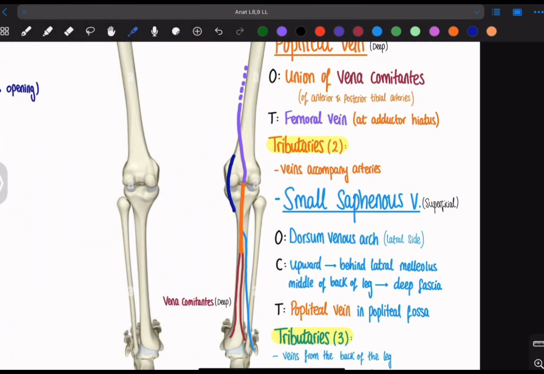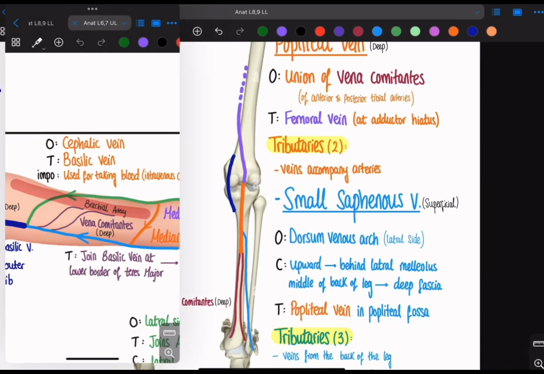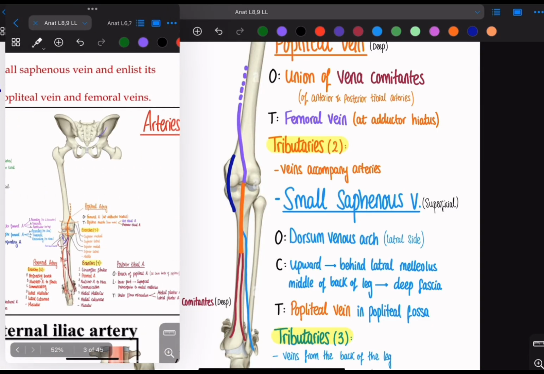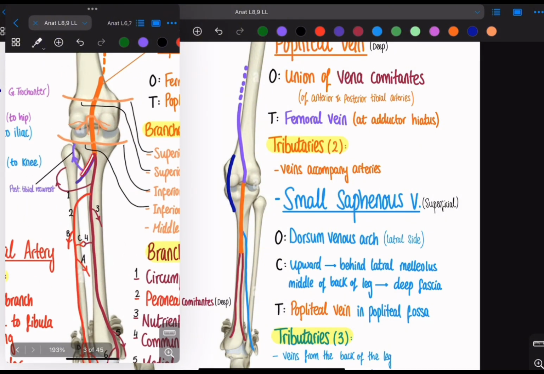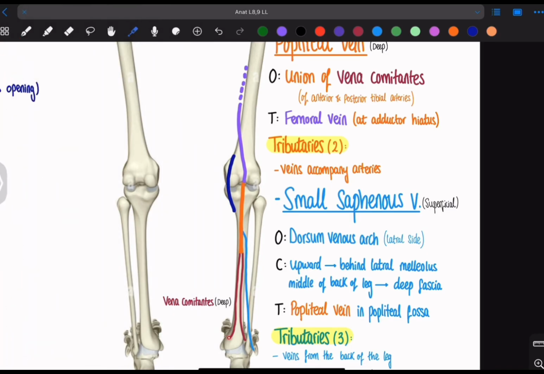In the lower limb, we have a similar thing. We have two vena comitantes stuck to the anterior and posterior tibial arteries. Remember the anterior and posterior tibial arteries here? Next to them we have two vena comitantes, one stuck to the anterior and one stuck to the posterior. These two vena comitantes are going to come here and fuse together, or unite, and give us the popliteal vein. Okay?